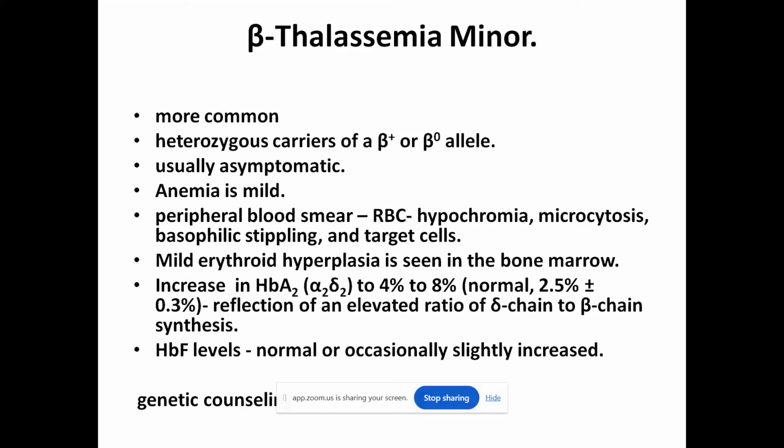Coming to beta thalassemia minor, it is a heterozygous disorder, a carrier having a normal beta allele along with a beta plus or beta 0 allele. So these patients will have a mild anemia and will usually be asymptomatic, and the peripheral blood will show microcytic hypochromic anemia along with target cells and basophilic stippling. The bone marrow will also have mild erythroid hyperplasia.